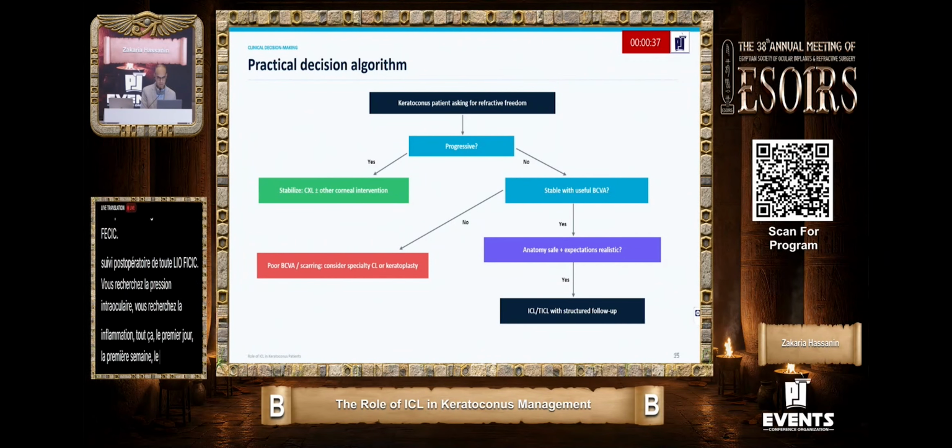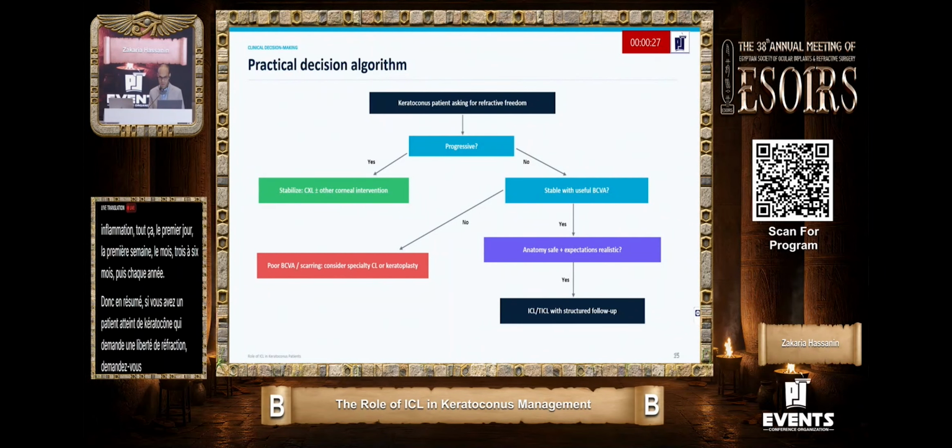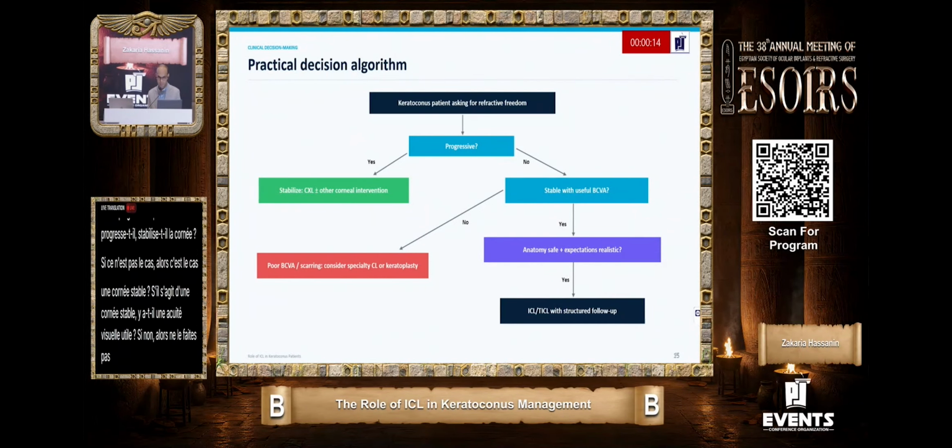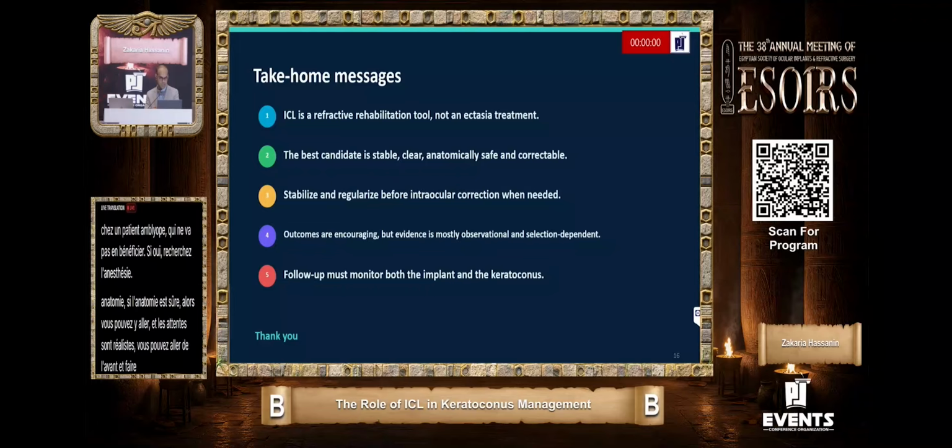So in summary, if you have a keratoconus patient asking for refractive freedom, ask yourself: is it progressive or not? If it is progressive, stabilize the cornea. If it is not, then it's a stable cornea. If it is a stable cornea, is there a useful best corrected visual acuity? If no, then please do not do phakic IOLs in a patient who is amblyopic. He's not going to benefit. If yes, then look for the anatomy. If the anatomy is safe and the expectations are realistic, you can go ahead and do phakic IOL implantation. So this is the take-home message.